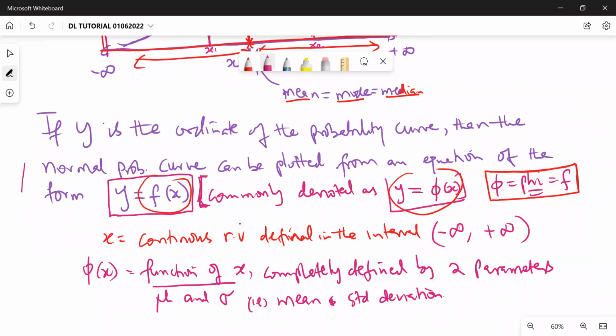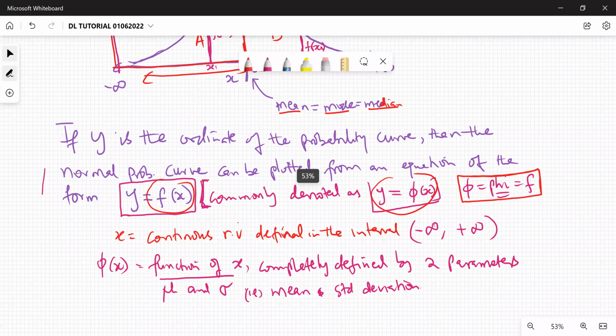Once you know n and p in the context of a binomial distribution, you can calculate the probability of any given value of X. In the case of the Poisson distribution, the function is completely defined by only one parameter, lambda, the mean parameter. In the case of the normal distribution, the formula is completely defined by two parameters, mu and sigma. Okay. So now with that, we can list the properties of the normal distribution.